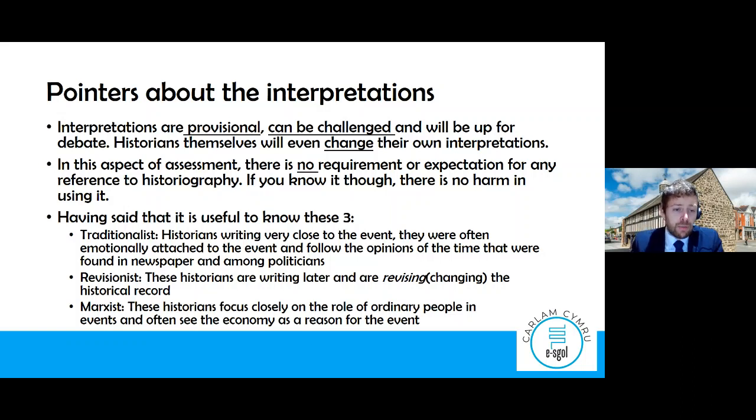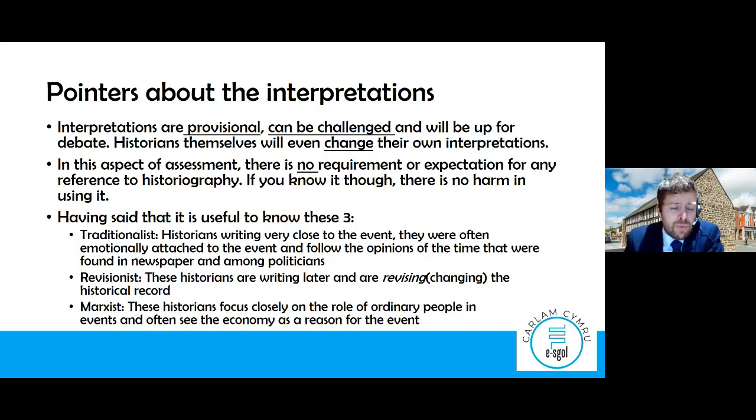Revisionist historians then tend to come a little bit later. And these historians are writing later and are revising, are changing the historical record. You can even have a group called neo-revisionists, or counter-revisionists, who are revising the revisionist perspective. They're changing the changed perspective. It's like a cycle. We change, and then we change the change, and then we change back again. But nonetheless, revisionists change. Whilst Marxist historians focus closely on the role of ordinary people in events, and often see the economy or changes in the economy as the reason for that event in the first place.